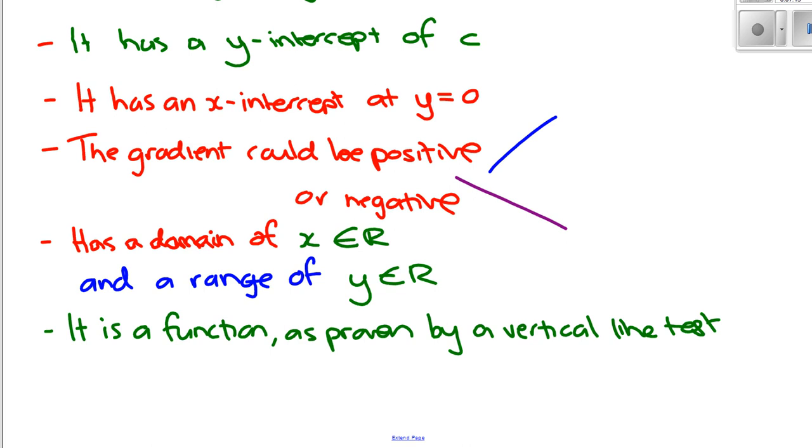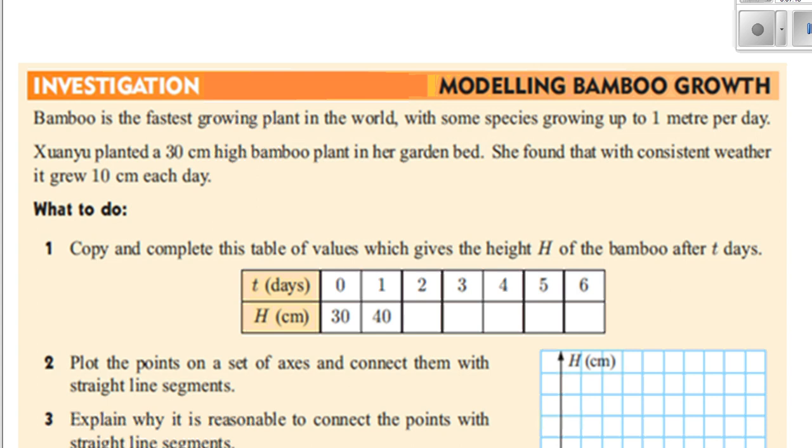Linear functions in general. Let's try an example where it would be more like an investigation situation, and we'd be asked to model bamboo growth. So actually using linear models to model bamboo growth. Bamboo is the fastest growing plant in the world. You might notice that bamboo is becoming popular in terms of making fabrics, like bamboo t-shirts. It's nice and soft and light, and it doesn't use much water or much land. That's why it's eco-friendly. It's the fastest growing plant in the world, with some species growing up to 1 meter per day.